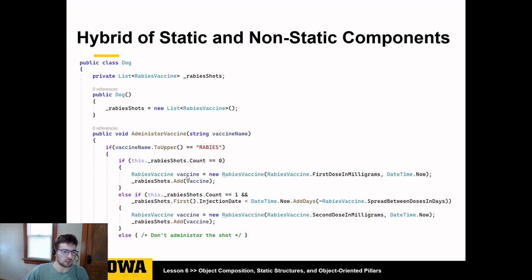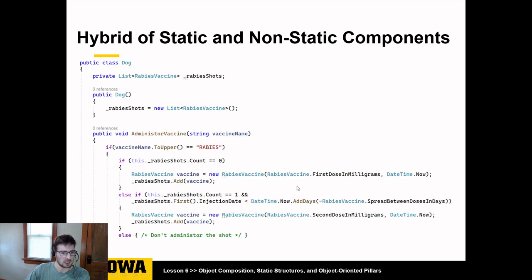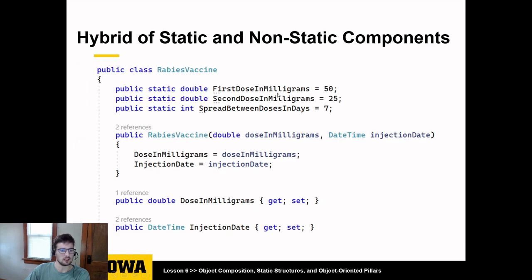And while we're doing that, we can also refer to the static properties about rabies vaccines. So when we create a new rabies vaccine, we can set the dosage to the recommended first dose, and then whatever the time is, we use that as the injection date. All right, so let's look at this constructor real quick. Rabies vaccine takes in a dose in milligrams, and if we look here, what's the dose in milligrams this rabies vaccine is taking in? Well, it's the globally established recommended dose.